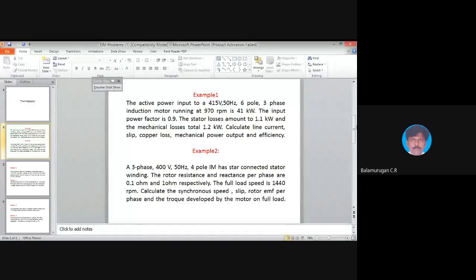So first subdivision, you calculated, I think. Okay. Synchronous speed you calculated, 120 F by P, that is 120 into 50 divided by 4. So you calculate as 1500 RPM. Then you calculate the slip. Percentage slip is equal to Ns minus N divided by Ns into 100. So what is the slip value? 4%.